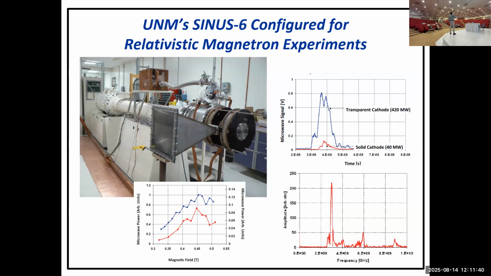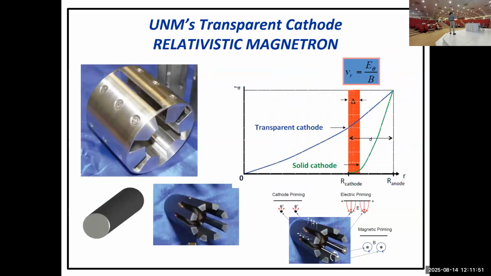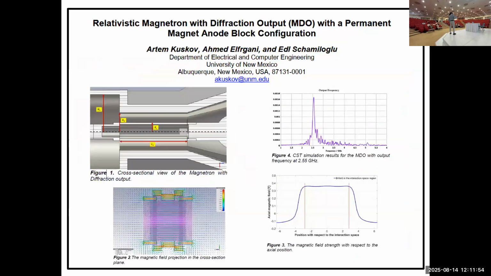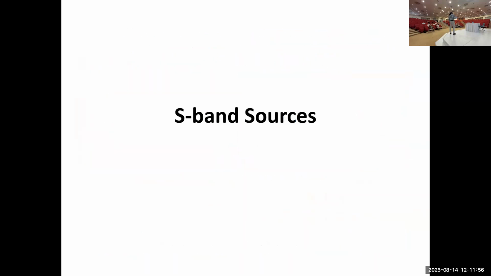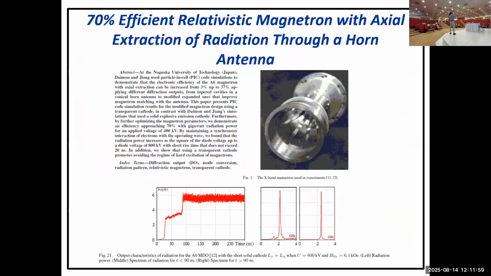Also, when they did the experiment for the MDO, they were able to increase the efficiency by introducing the transparent cathode. Remember the first experiment for the MDO in Russia, they were using a solid cathode, and the group in Japan also used a solid cathode, but they got 35%. When UNM introduced a transparent cathode, they were getting maybe 60% efficiency because the transparent cathode has this advantage of electrons born in a favored phase.